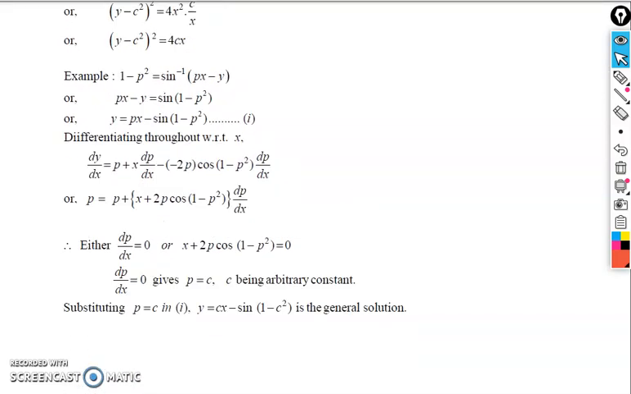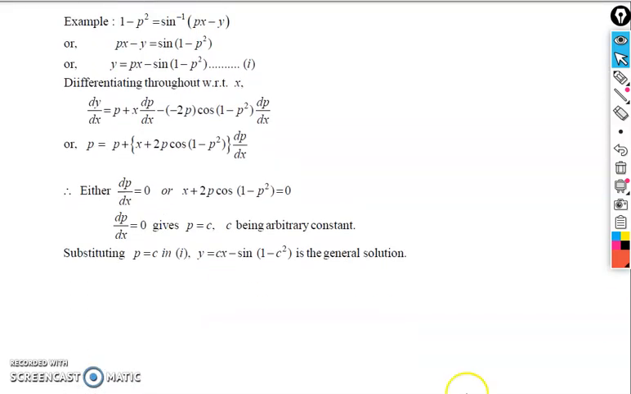So here we consider another example. How can I consider this example: y equals px minus sine inverse of the square root of 1 minus p square? Then how can I say this problem is solvable for y? First we write px minus y equals sine inverse of root 1 minus p square, and y equals px minus sine inverse of root 1 minus p square. Therefore it's clear you can write the right hand side in terms of p and x. Therefore it's a solvable for y problem.